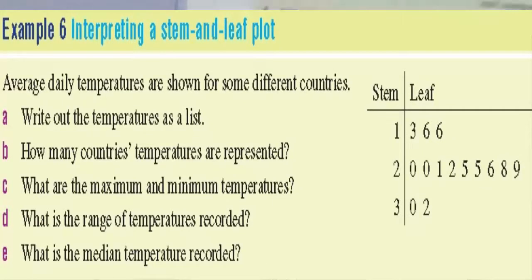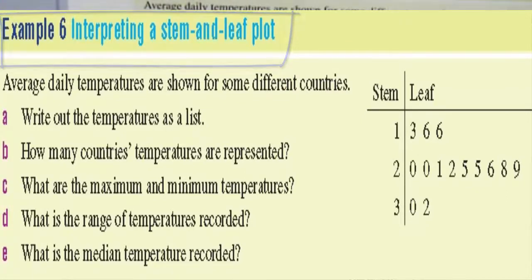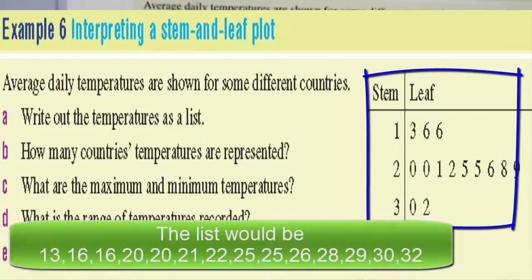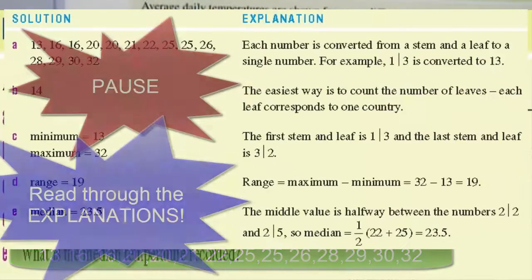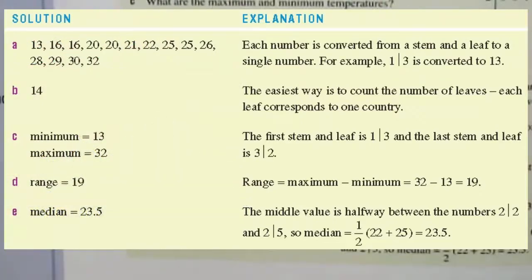Now quickly having a look at example 6, interpreting that data, that information. Alright, so what they've done in example 6, they have a stem and leaf plot, write out the temperatures in the list. How many countries' temperatures are represented? These are the questions I'm going through. What are the maximum and minimum temperatures? So you look towards the top and the bottom. What is the range of the temperatures? So you can do those yourself. What is the median temperature recorded? Now I'm putting up the solutions and explanations here.